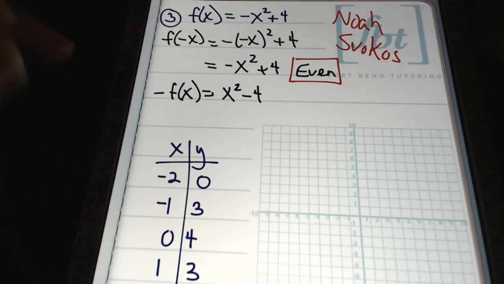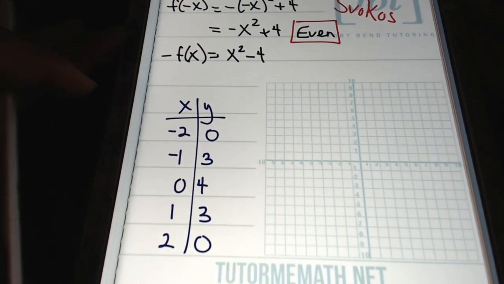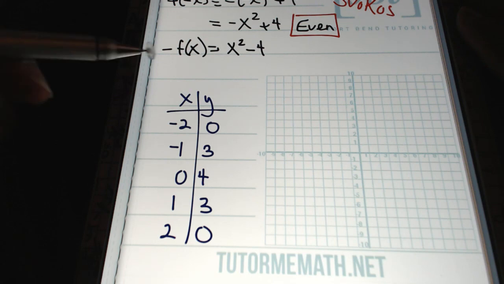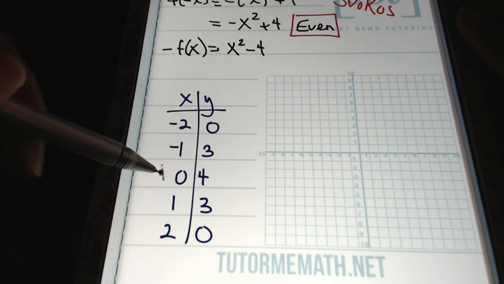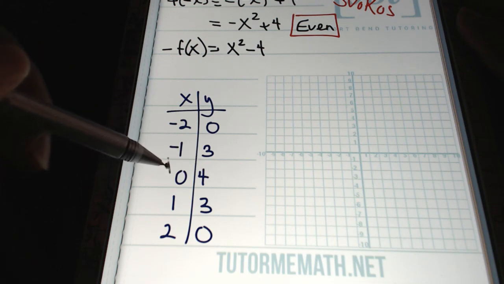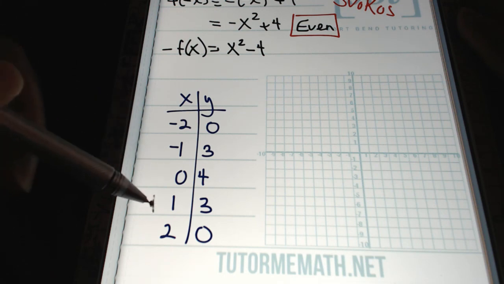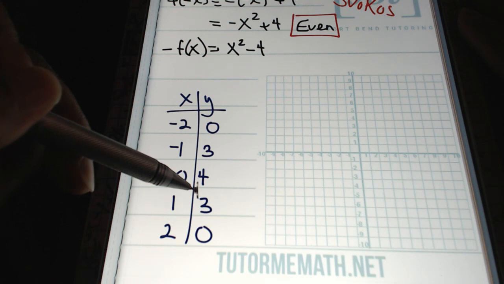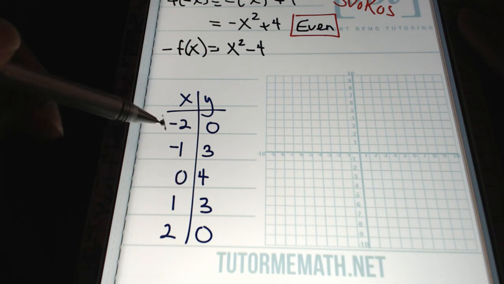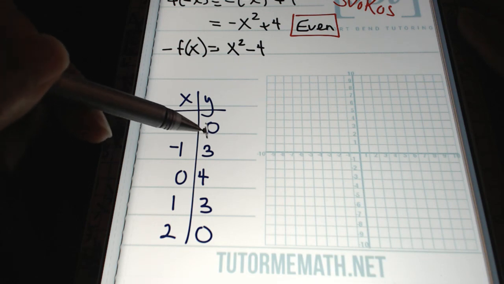All right. Well, what happens with our table here? So notice our table, we're going to be focused and centered around the vertex of this graph. So starting at 0, 4, and then fanning out from there to the left and right on the x-axis. If I were to plug in positive 1, I get a result of 3, right? However, if I change the sign on that 1 and make it negative 1, and I plug it into our original function, I end up with a result of positive 3.